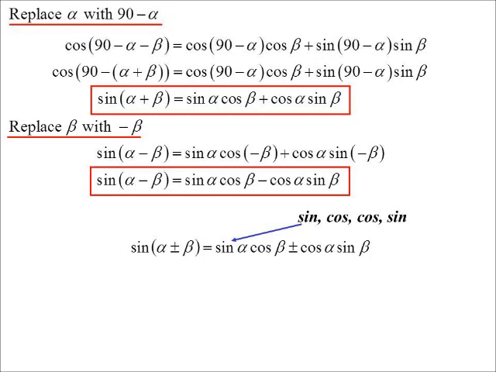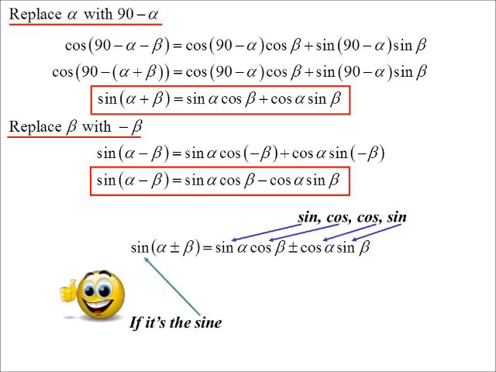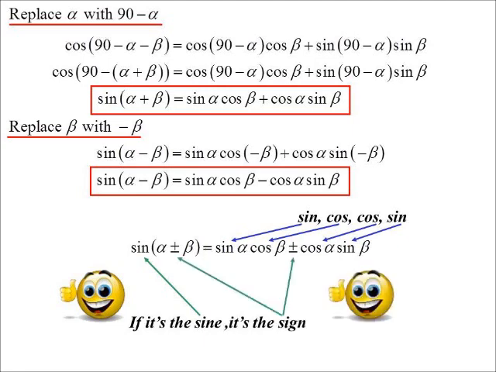Or, of course, as I prefer to remember it, sine cos, cos sine. If it's the sine, it's the sine. All right? So, real easy to remember. Cos cos, sine sine. If it's not the sine, it's not the sine. Sine cos, cos sine. If it's the sine, it's the sine.